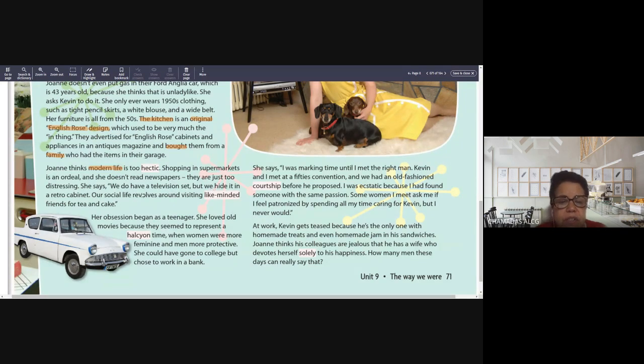Like-minded. So our social life revolves around visiting like-minded friends. So people who think like us, people who have the same ideas, like-minded friends.